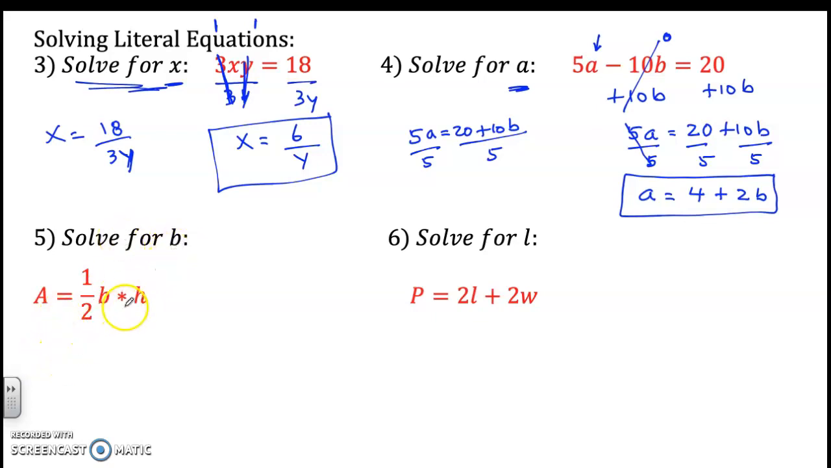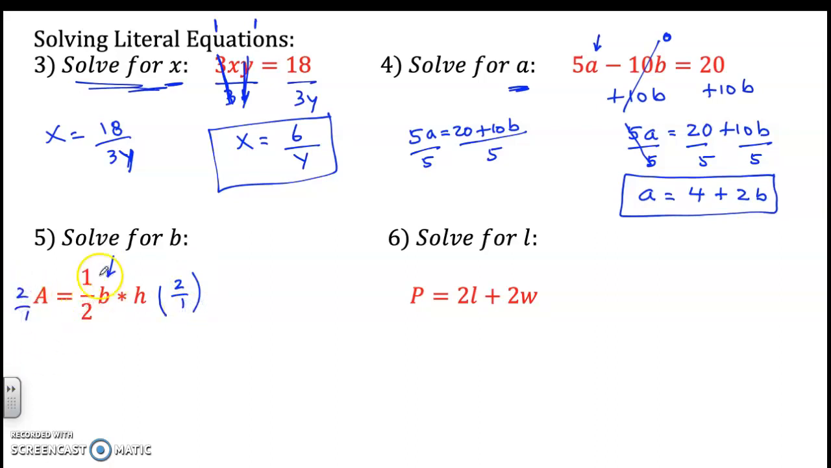Solve for b. Leave the b by itself. Okay, what's going on? 1/2 of b times h. By the way, that's a formula for the area of the triangle. We use that a lot when we're solving equations. Half of b times h, all of them are multiplying. How can we get rid of a fraction when it's multiplying? We do the reciprocal on both sides.